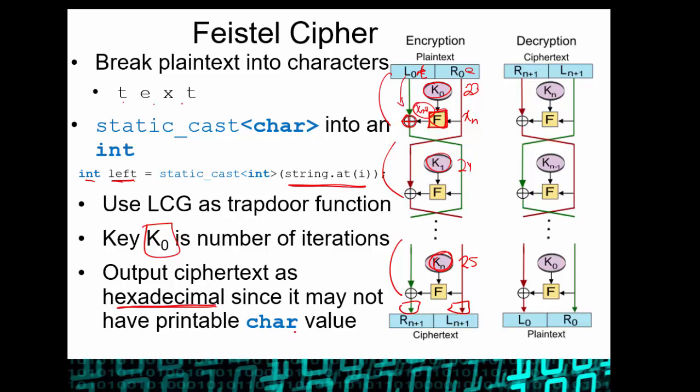And the reason is because it doesn't necessarily have a character representation at that point. It actually might not be a printable character. If you think back to the ASCII table, remember there were a lot of unprintable characters on there. And so we're going to output it as hexadecimal. This is in your template. You don't need to do it, but you'll be able to see where that's done.